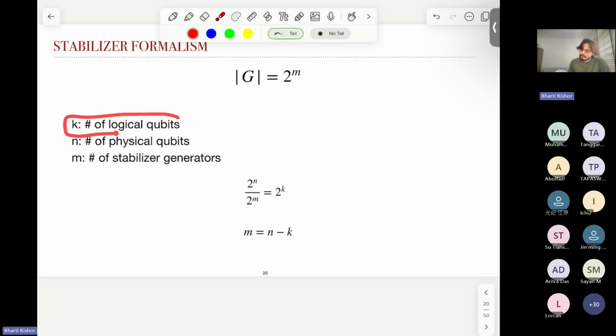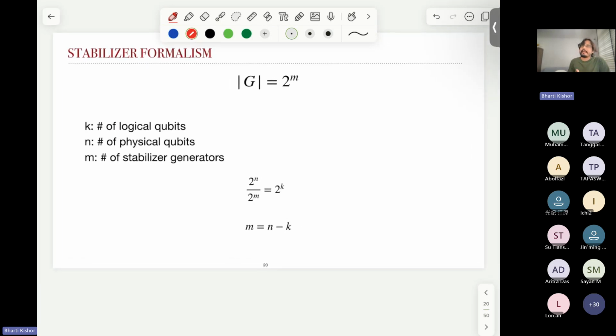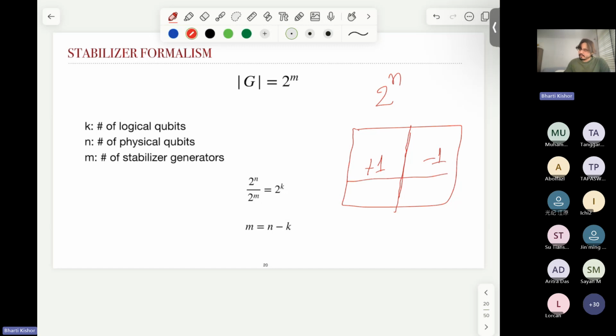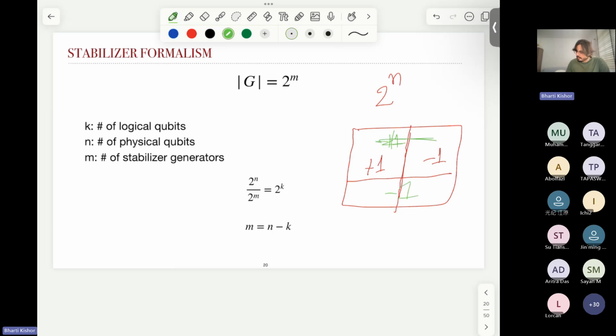Let k be the number of logical qubits, let n be the number of physical qubits, and let m be the number of stabilizer generators. Since all of these operators commute, every generator will have eigenvalue +1 or -1. You start with some Hilbert space of size 2^n. The first generator will divide it into two parts, a +1 subspace and a -1 subspace. The second generator will again divide it in two parts, and so on.